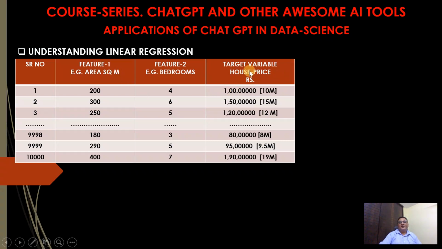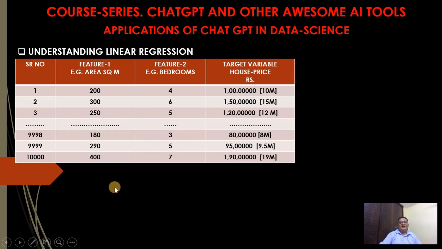So we are assuming that the price of the house depends upon this feature area x1 and this feature number of bedrooms x2, and this 10,000 observations data set we have, in which first observation has this area, these bedrooms, and this much is the price. I have also written in million. This is actually 1 crore in Indian currency language. This is 1 crore 50 lakh or 15 million. Okay, so these are the price.